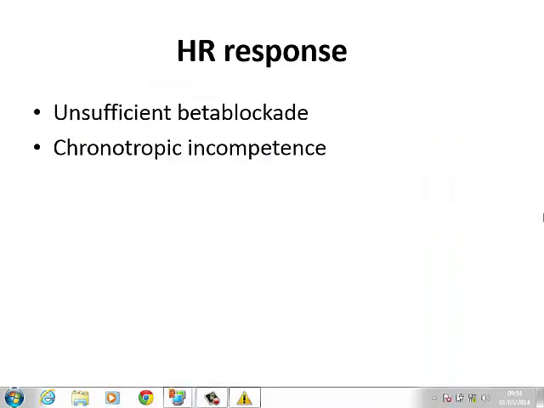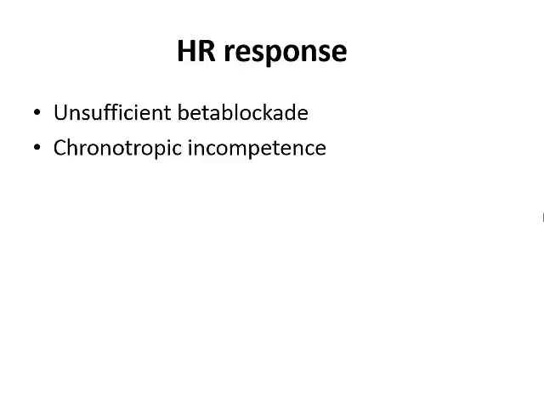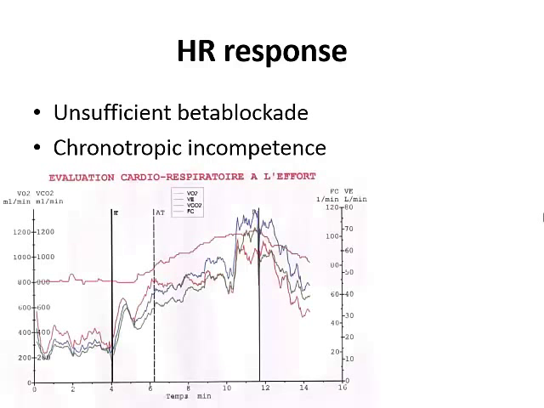Also, for example, exercise test is interesting to assess the heart rate response. For example, in a patient on beta blockade, you can show an insufficient beta blockade. On the other side, you can say that the patient has a chronotropic incompetence when heart rate does not increase very, very much. But it's more difficult to relate the chronotropic incompetence to the exercise intolerance. Are we sure that it is because of chronotropic incompetence that the patient is limited during exercise?